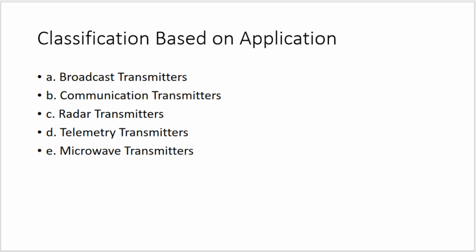And point E is the microwave transmitter. Its function is to transmit microwave frequency signals for point-to-point communication. Applications are microwave communication links, satellite uplink, and television signal distribution.